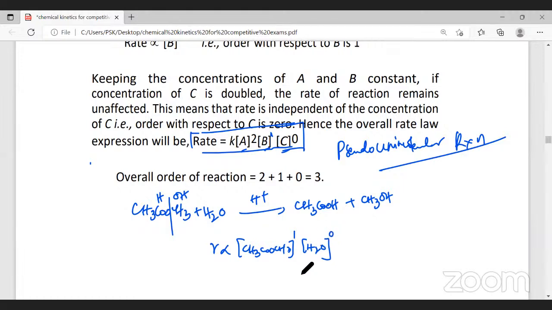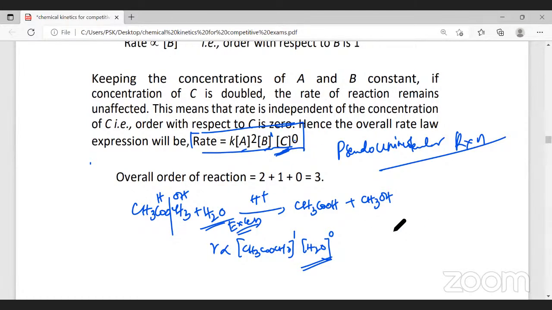With respect to water, the order is 0. Why? Because this water is taken in large excess. When we take the concentration of water or any other reactant in large excess, the concentration remains almost constant. When the concentration remains almost constant, the order with respect to that particular reactant is considered to be 0. Now here in a reaction A + B + C, the order with respect to C is considered to be 0. It means the concentration of C would be in large excess.